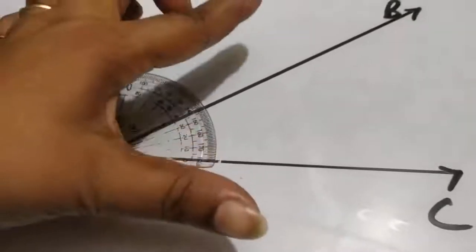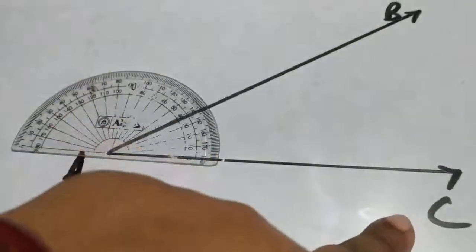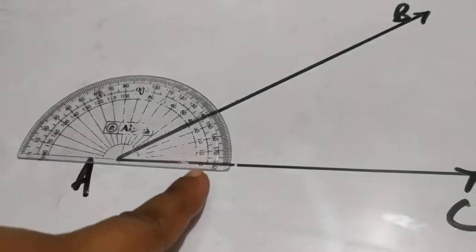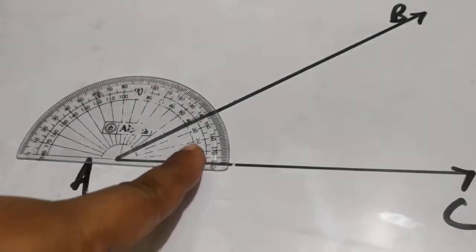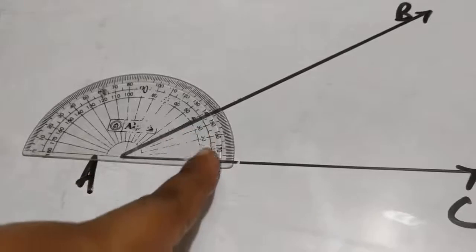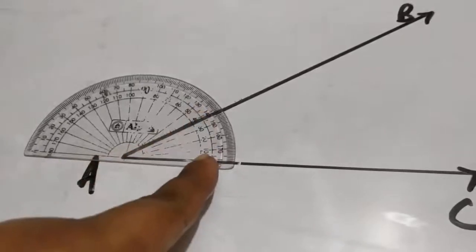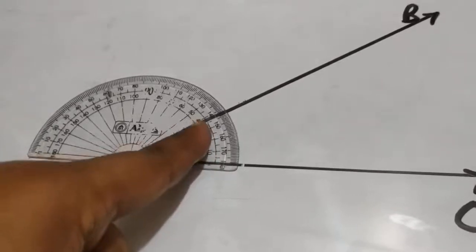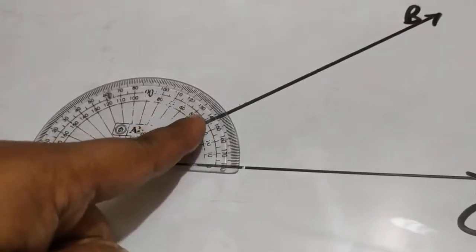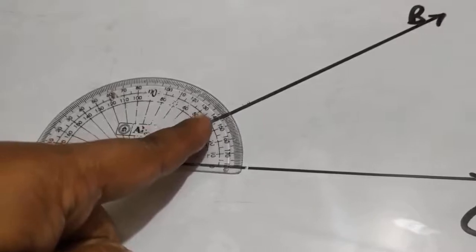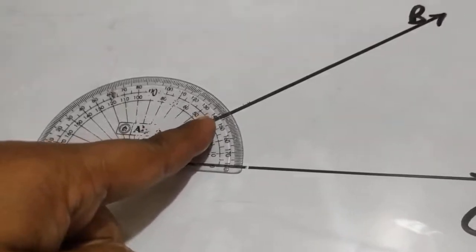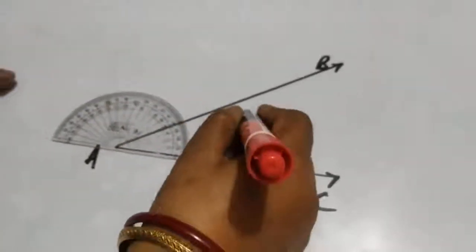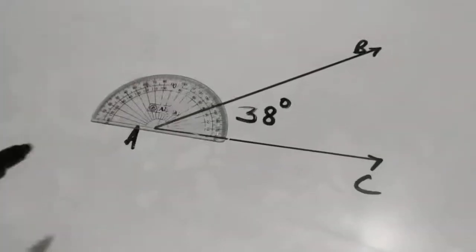Since the face of this angle is opening towards the right side, I will start the measurement from 0 on this side. Then I go 0, 10, 20, 30, and then it is 38. Nearly 40, but not 40. It is 38 degrees.